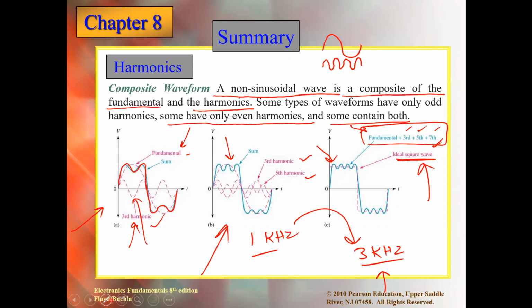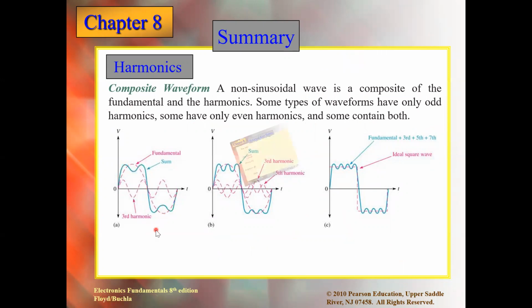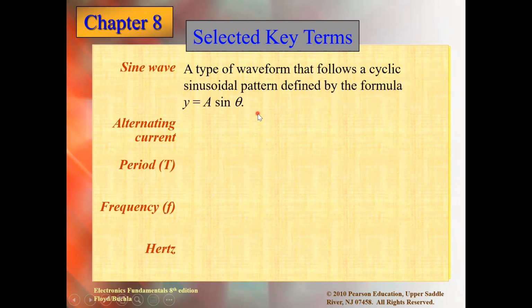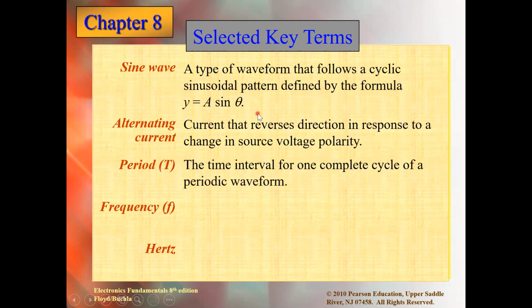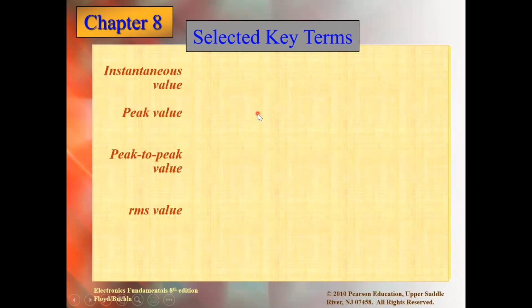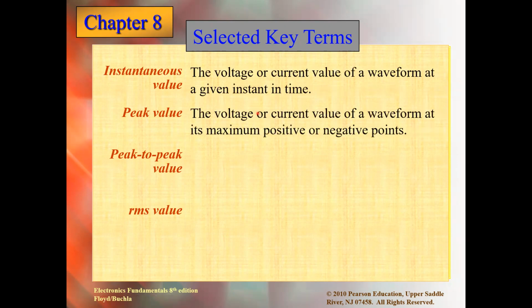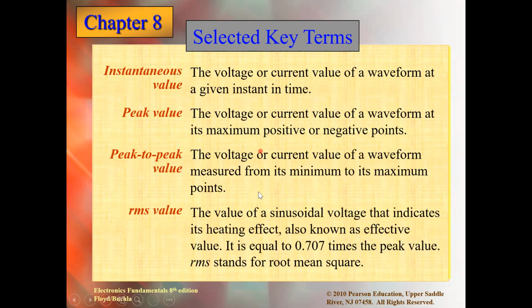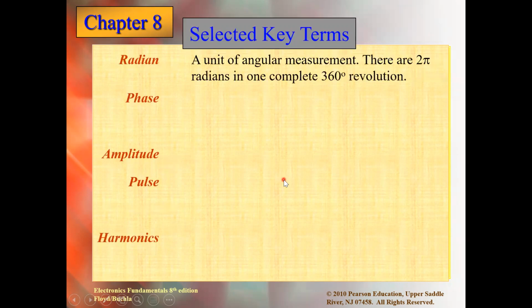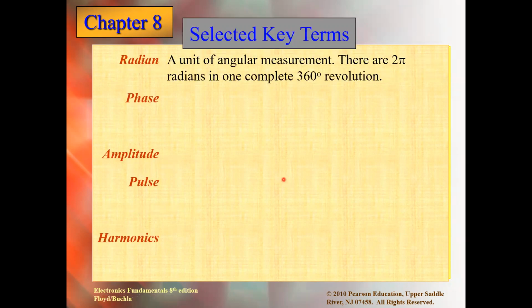Okay, guys, this is about that. So this way we have done with this chapter. These are some key terms: sine wave, alternating current, period, frequency. You can just have a look here. Then instantaneous value, peak to peak value, RMS value. So this is all about it. Some definitions. You can see here what RMS is, it is mentioned here. And radian, what is a radian? A unit of angular measurement.